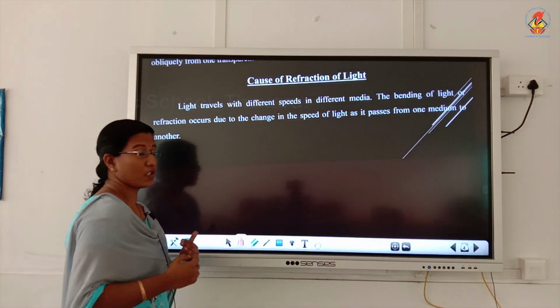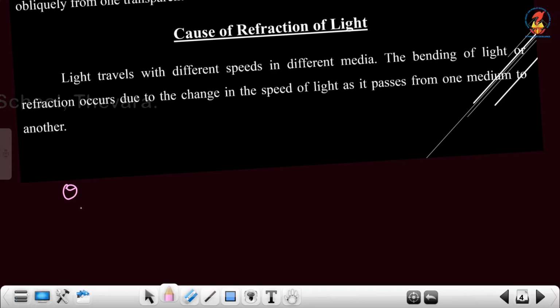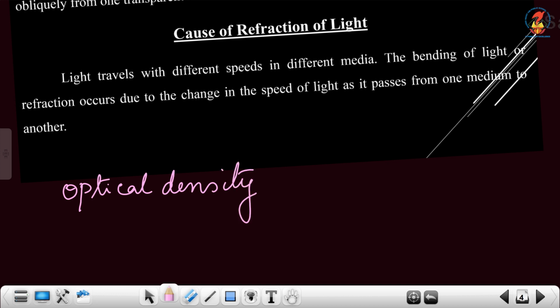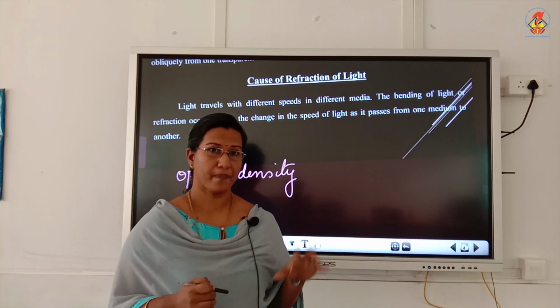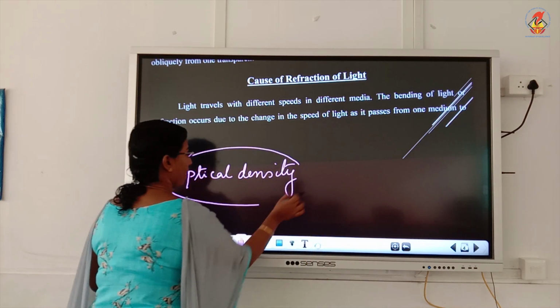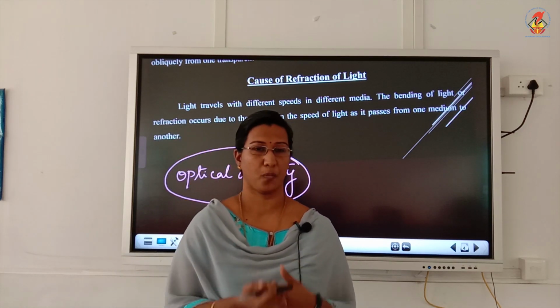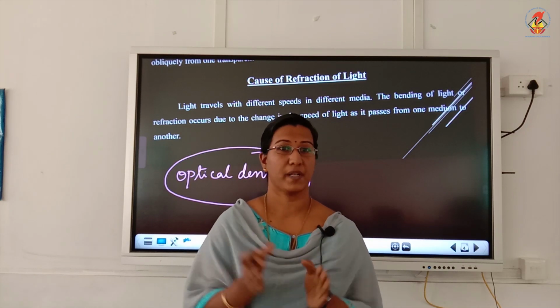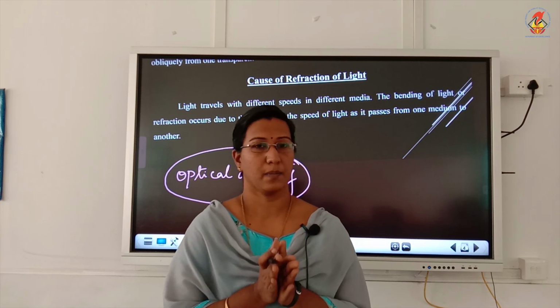So there is a variation in the speed of light, and this variation in speed of light depends on the optical density of the medium. We are familiar with the term density, but this density is not the same as mass density, mass by volume. This density depends on how much light is being absorbed by the medium and what the variation in speed is. So the variation in speed of light depends on the optical density of the medium, and optical density is not similar to mass density.